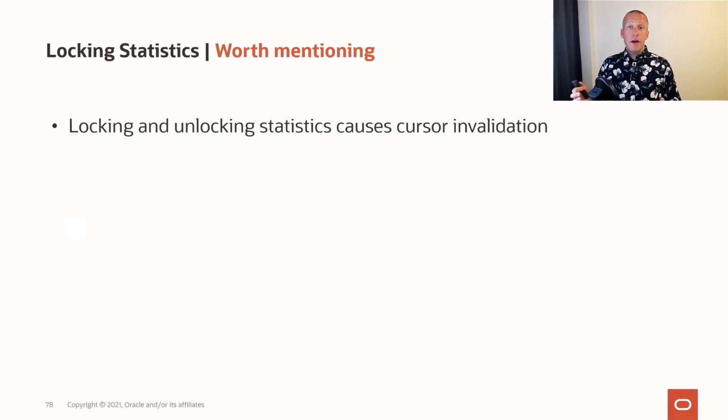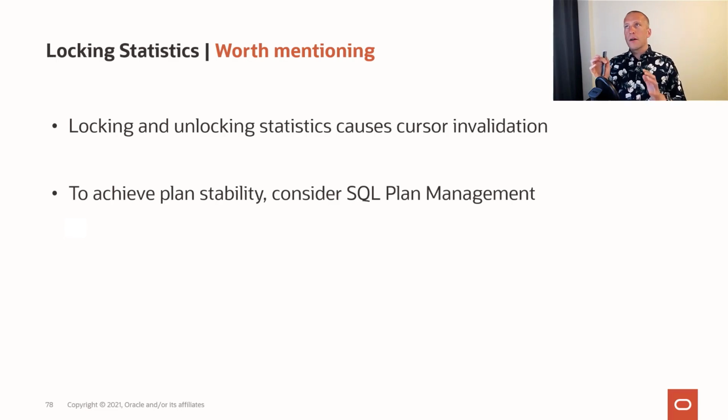Some things to know about locking statistics. It causes cursor invalidation. In a test database, we probably don't care about that, but it's good to know if you eventually are tempted to run it on the production database, because cursor invalidation on a very active database can be a huge problem. If you're thinking, well, can I get some good statistics in my test database, put them into my source database and lock them to achieve good plans, to achieve plan stability? You might be able to do that.